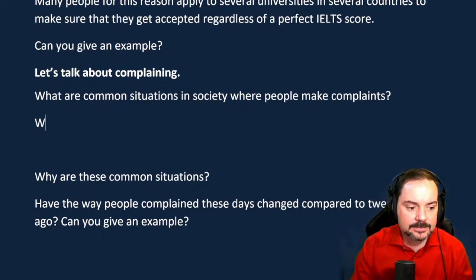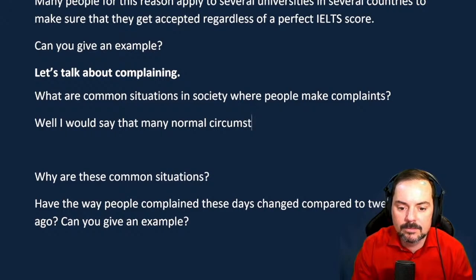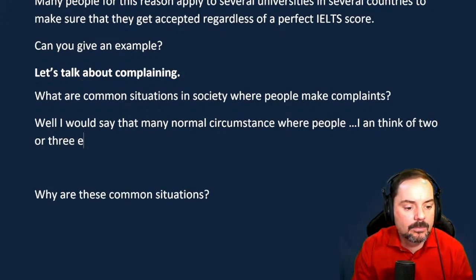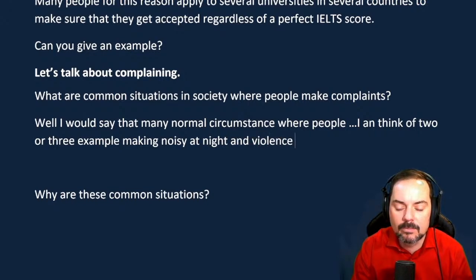Well, I would say that many normal circumstances in life and society make people genuinely seek revenge themselves. I can take two or three examples. It includes making noise at night and violence. These two cases can often take place every time you have witnessed online, on Facebook, or in real life.